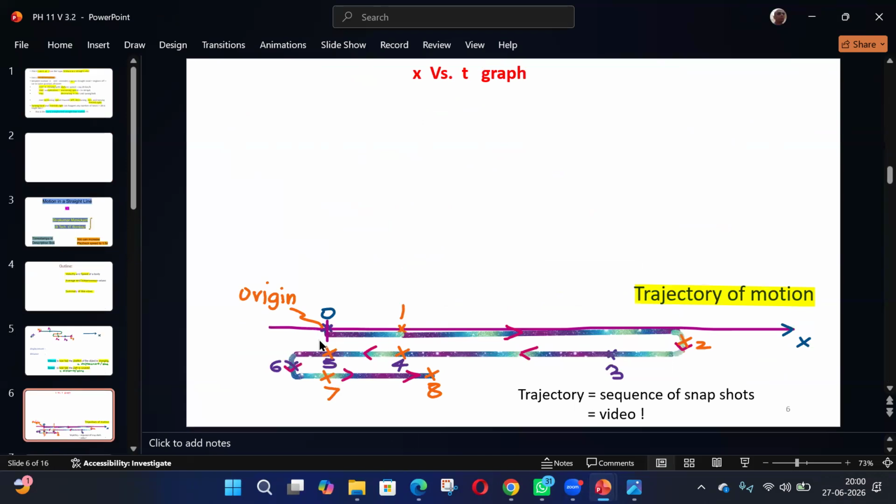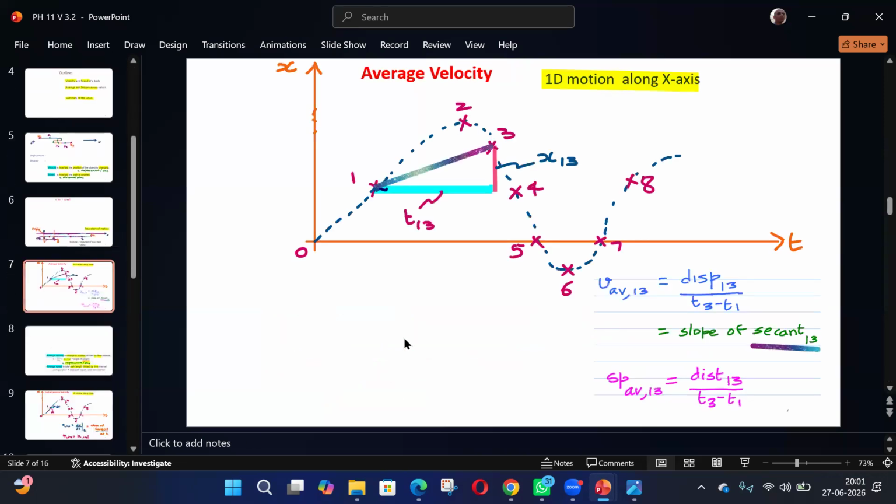For example, in this motion, say this is the origin and this is my x-axis, the body is moving along the x-axis. So t0, t1, t2, it comes here and is turning back. All these things are happening in one line. Just for clarity, I'm showing some gap. t3, t4, like that. So for this, I can draw an x-t curve, how x is changing with time.